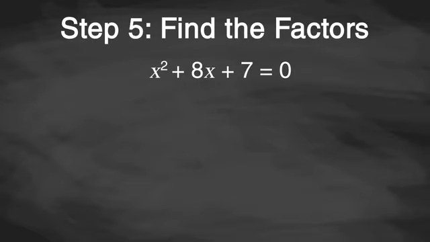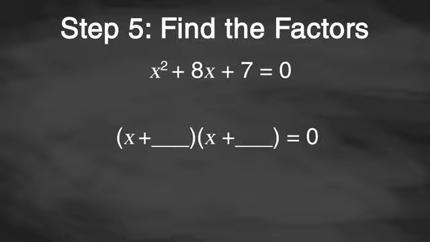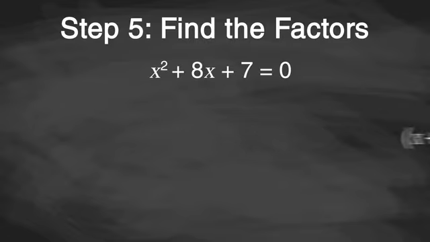Step 5. Find the factors of the new binomial. Using our new equation, we can see that it's in standard quadratic equation form, ax² + bx + c = 0. The factored form will be in the format of the quantity x plus a number times the quantity x plus a number equals 0. What two factors of 7 can be added together to equal 8?